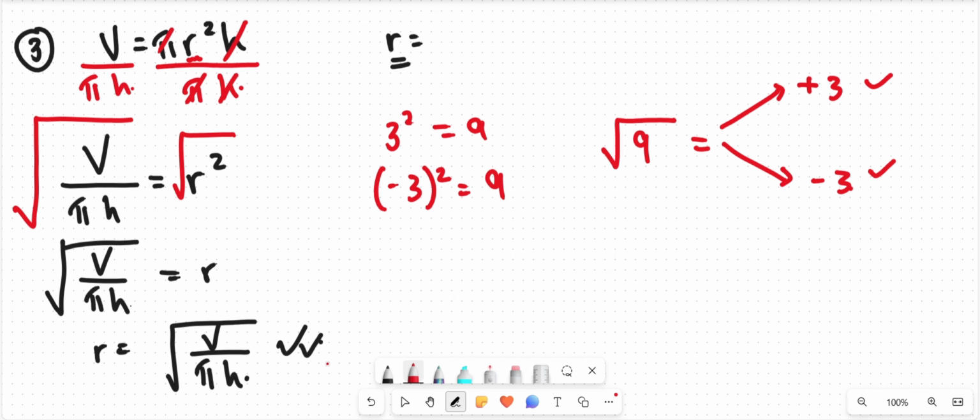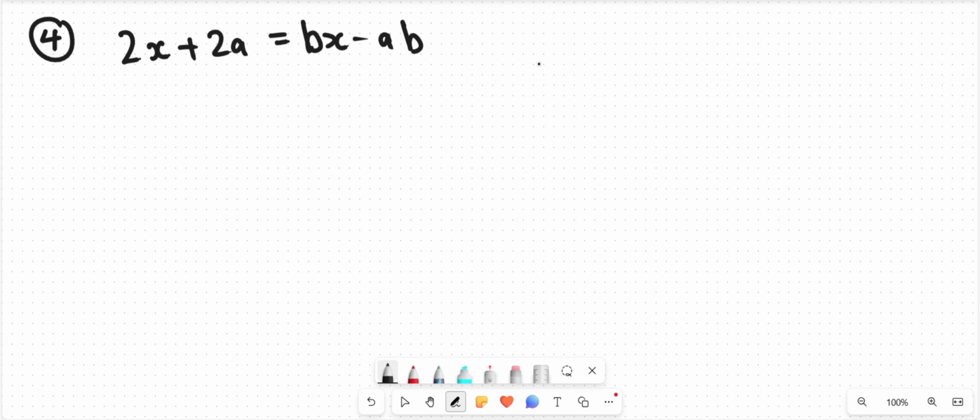But since this is a radius, it cannot be negative, so it would not make sense for us to put a negative there. It will always come out as a positive answer. So in this case you wouldn't do it, but usually you would have to put the plus minus outside of the root. So let's look at another example, example 4.